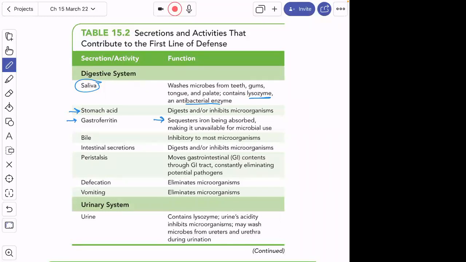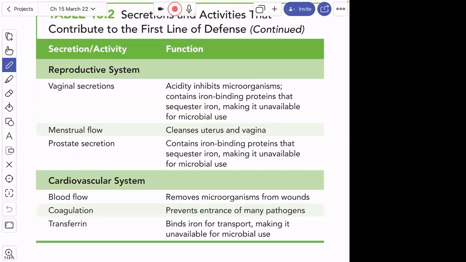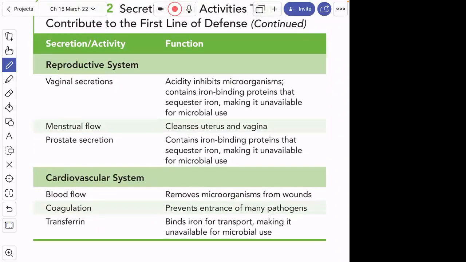So if signals can be made for cells in our body to take up any available nitrogen, we keep it from pathogens from using it. And any movement through our digestive tract keeps pathogens from attaching. Same thing with the movement of urine. Urine's pretty acidic, that maybe inhibits microorganisms, washes them from the urogenital tract. Any kind of secretion, again, is just flushing out mucous membranes.